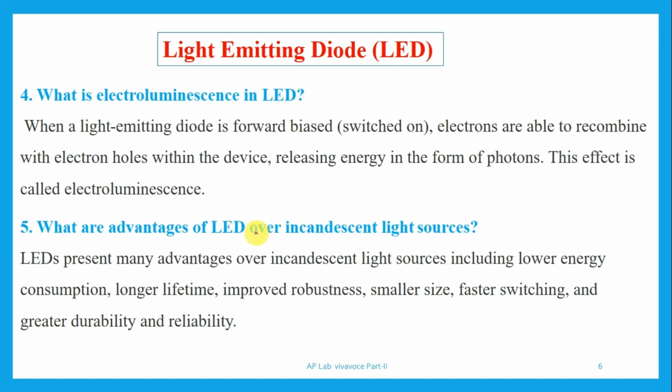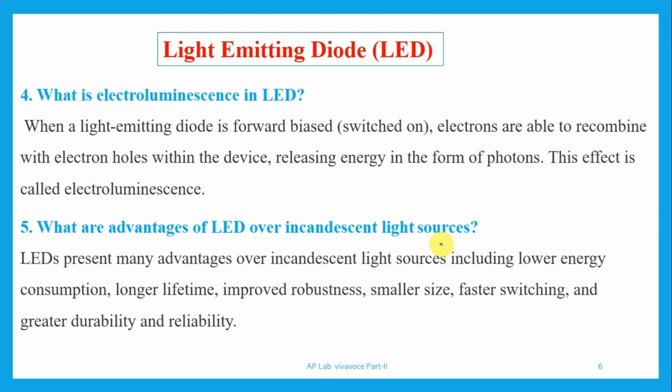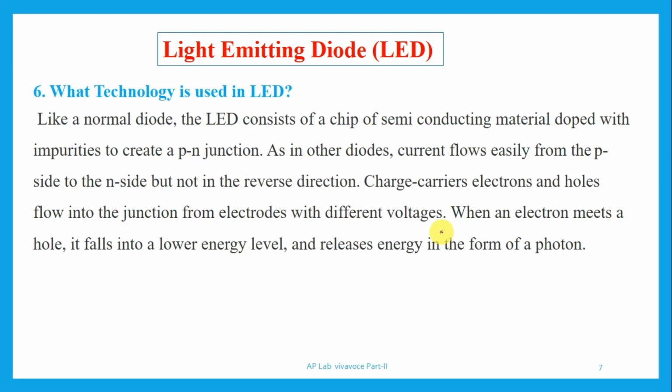What are the advantages of LED over incandescent light sources? LEDs present many advantages over incandescent light sources. They consume lower energy, have longer life, improved robustness, smaller size, faster switching, and greater durability and reliability. So many advantages are there. Sometimes they may ask what is the difference between LED and laser, even though both give light.